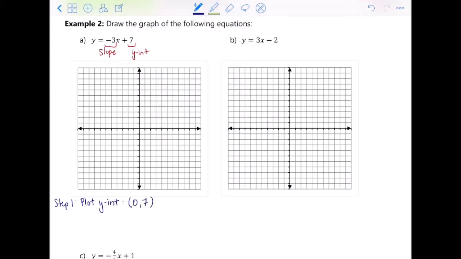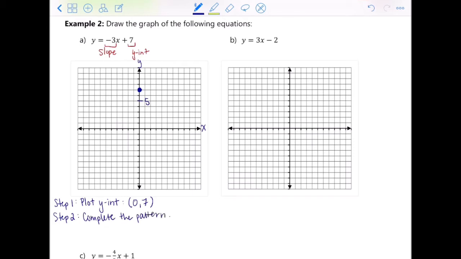So this is the x-axis and y-axis. So x equals 0, y is 7. So 1, 2, 3, 4, 5 here. And so 7's right here. So this is our point. Step 2 is to complete the pattern by following the slope.